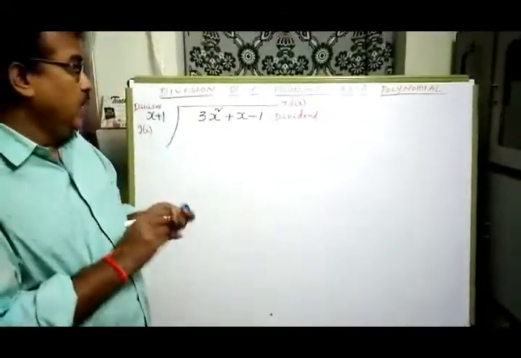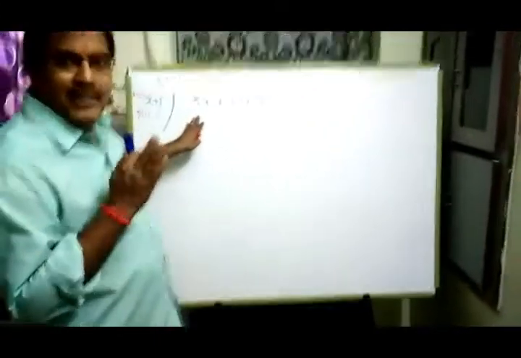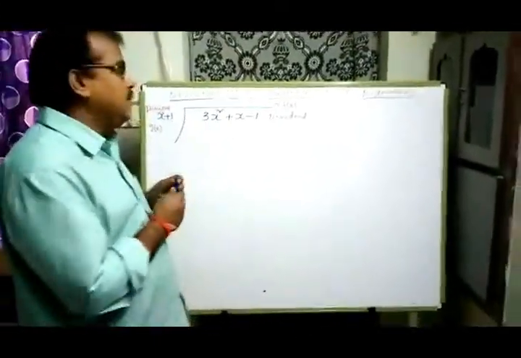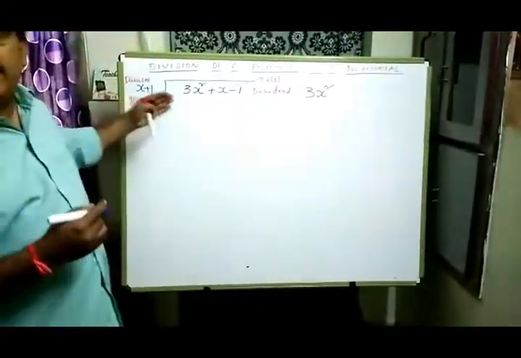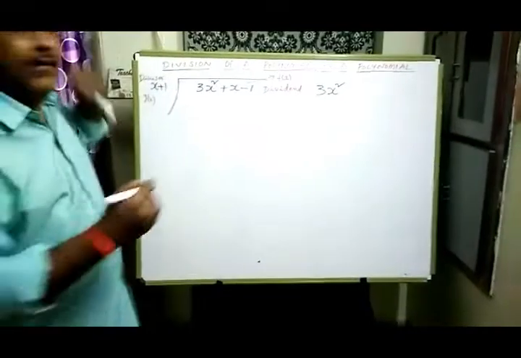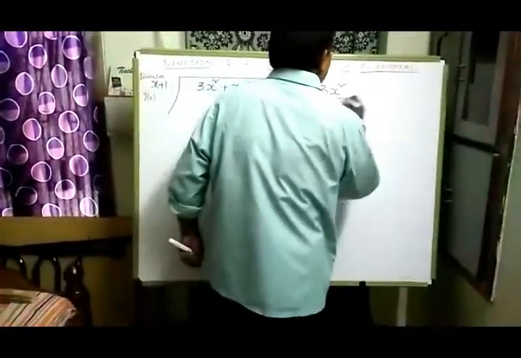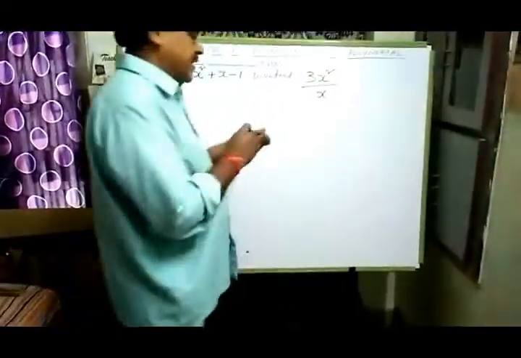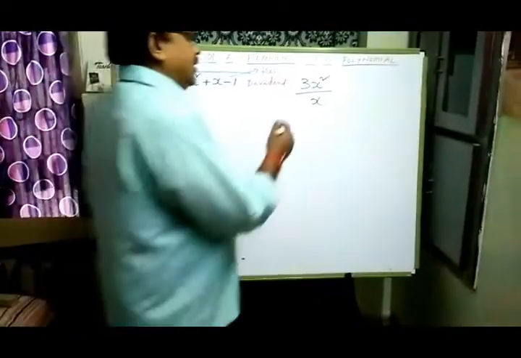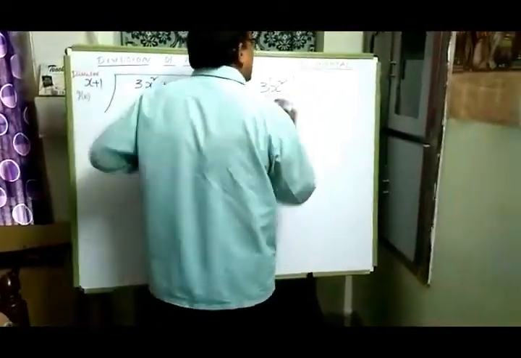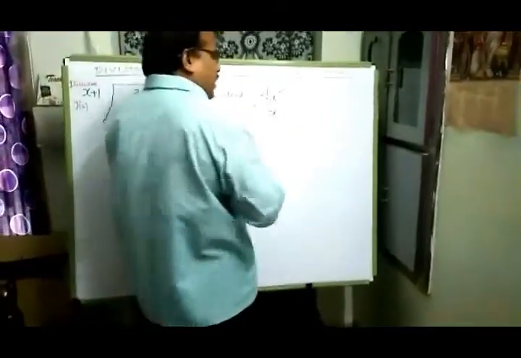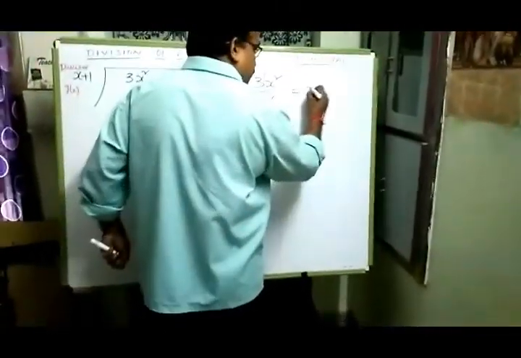First, you take the first term in the dividend. The first term in the dividend is 3x square. And the first term of the divisor is x. Now, 3x square by x is nothing but 3 by 1, that is 3.